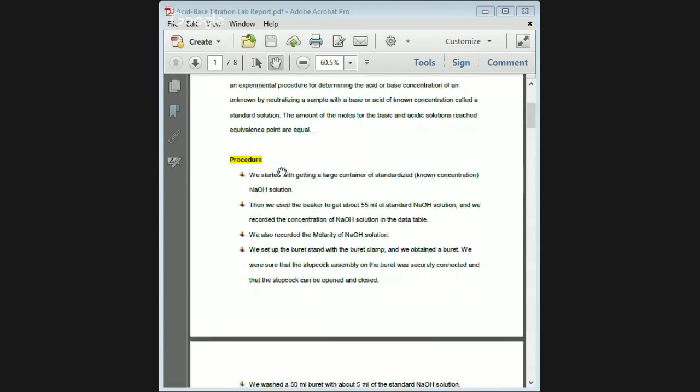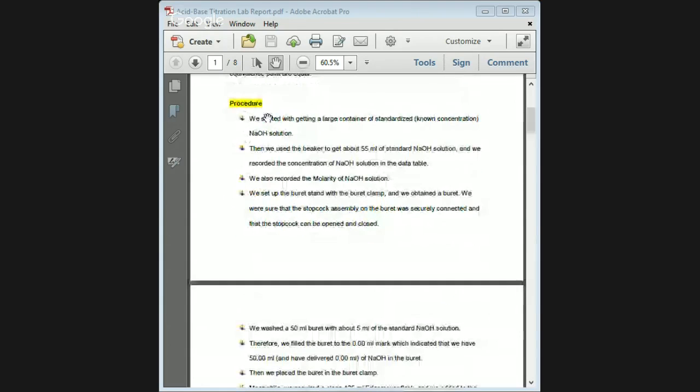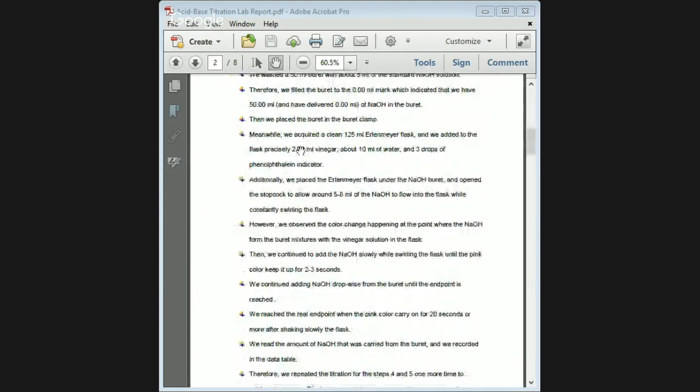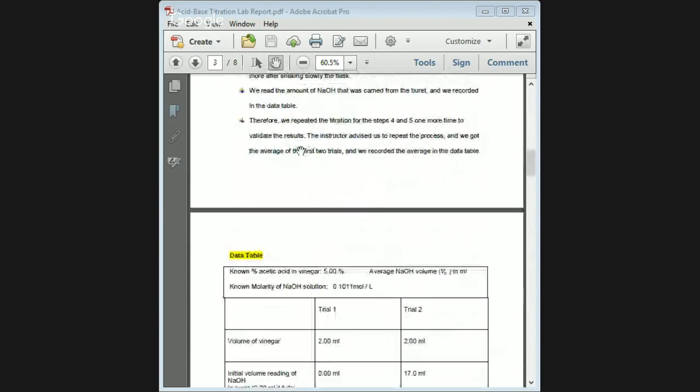The procedure, as you can see, you don't have to copy and paste all the steps from the lab procedure, but what you have to do is write the whole steps and procedures in your own words. Try not to copy and paste.